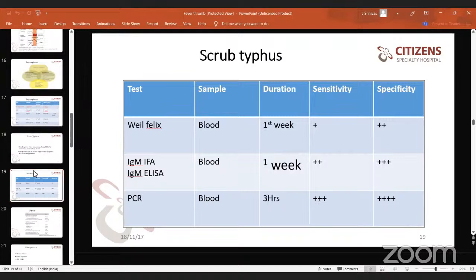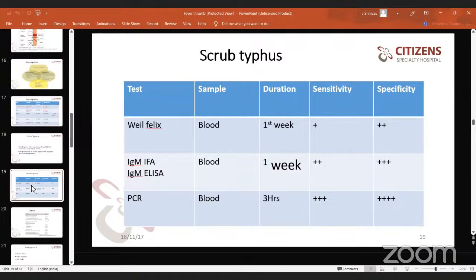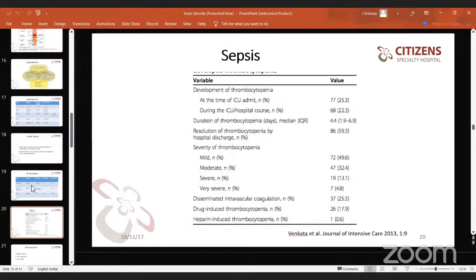So most of the times Weil-Felix is positive. If the Weil-Felix is positive, don't think that it is only scrub typhus, because it is a non-specific test. So IFA and ELISA can be done in this patient, and PCR also can be done. And tissue also gives us a diagnosis. Next is sepsis. As David sir has already mentioned, sepsis is one of the most common causes.